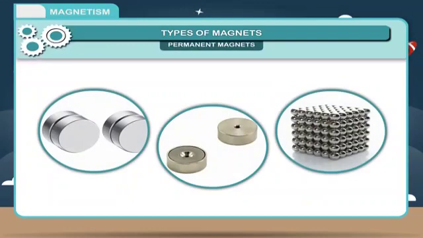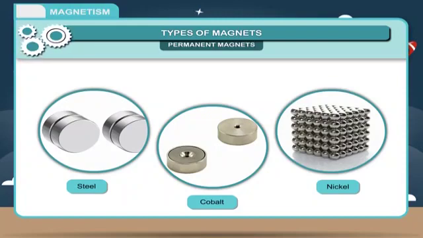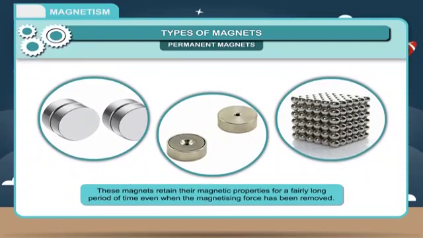Permanent magnets. Permanent magnets are generally made of steel, cobalt, nickel, or an alloy called alnico, usually by passing electricity through them. These magnets retain their magnetic properties for a fairly long period of time, even when the magnetizing force has been removed.